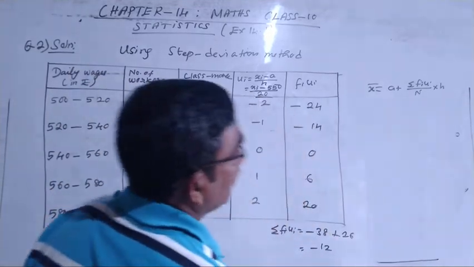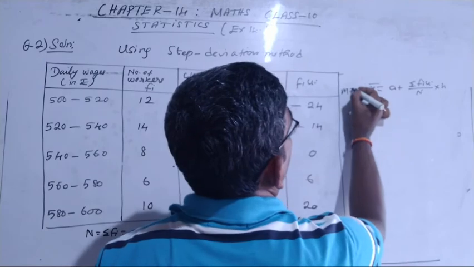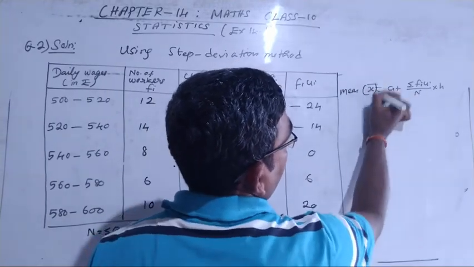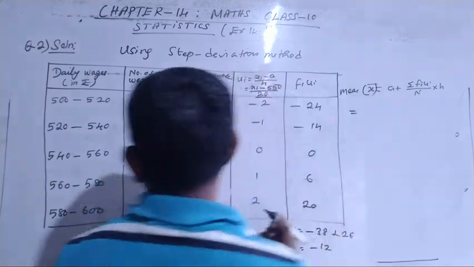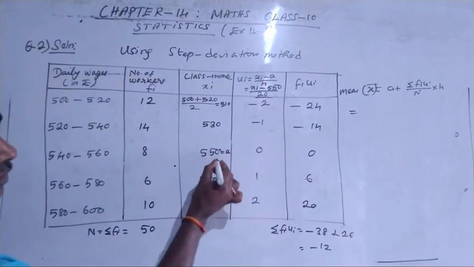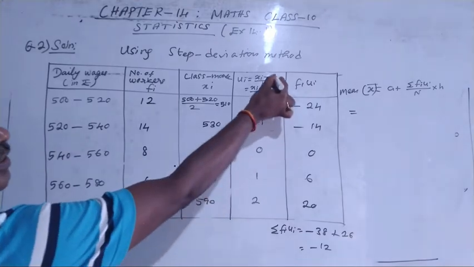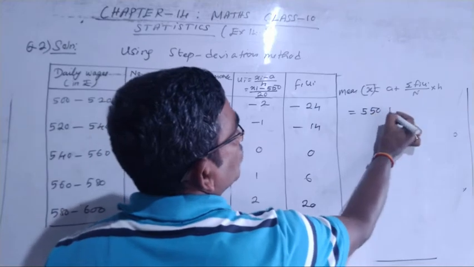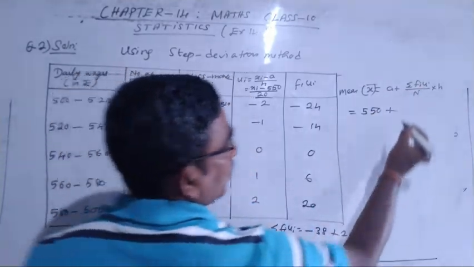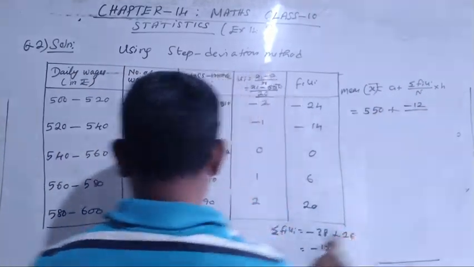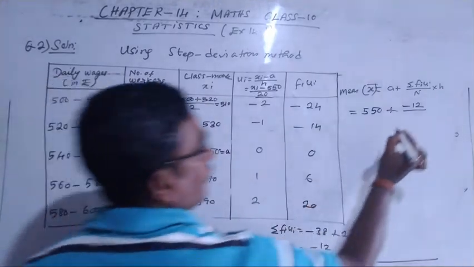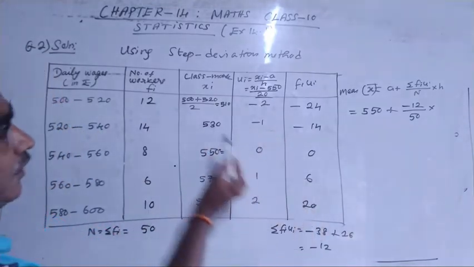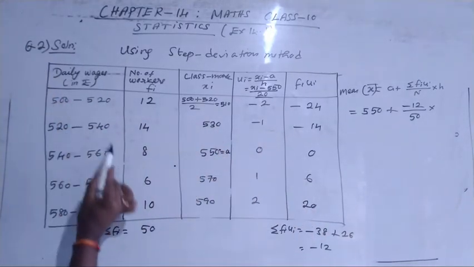Now we go for the mean. Mean is equal to A plus sigma Fi Ui by N into H. What is A? The assumed mean, which is 550. So 550 plus sigma Fi Ui, which is minus 12, divided by N, which is 50, into the width of the class interval, which is the difference between these two, 520 minus 500, 20.